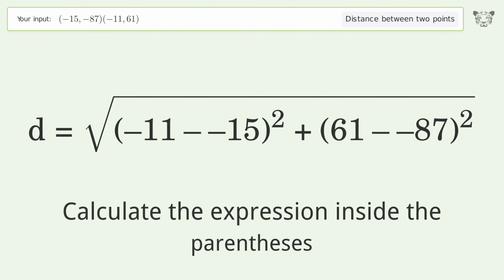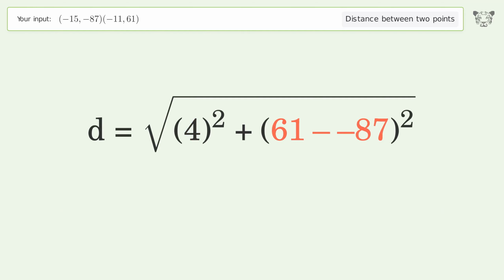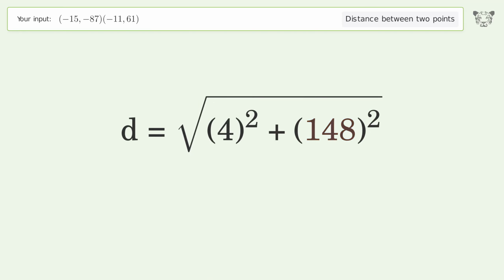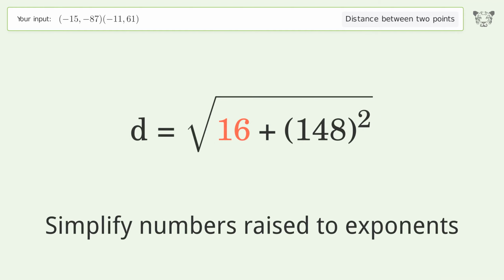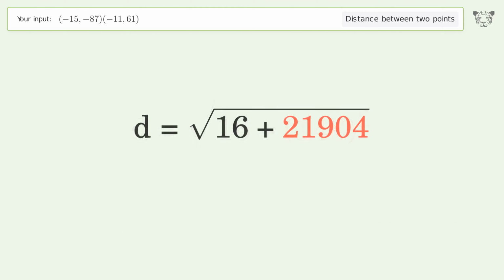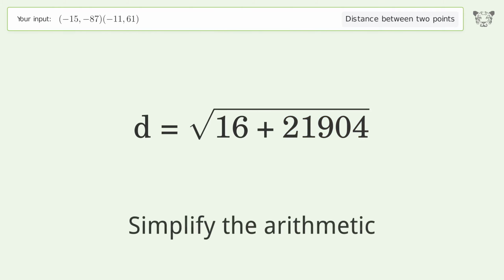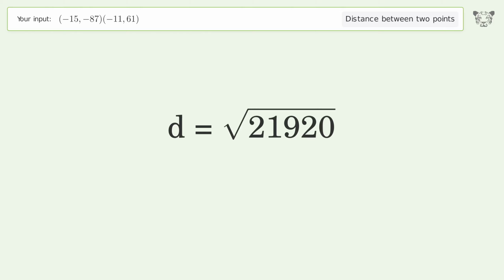Calculate the expression inside the parentheses. Simplify numbers raised to exponents. Simplify the arithmetic. And so the distance between the 2 points is the square root of 21,920, or 148.054.